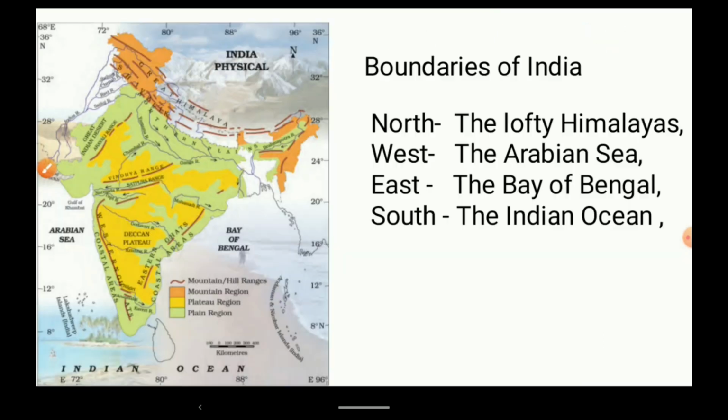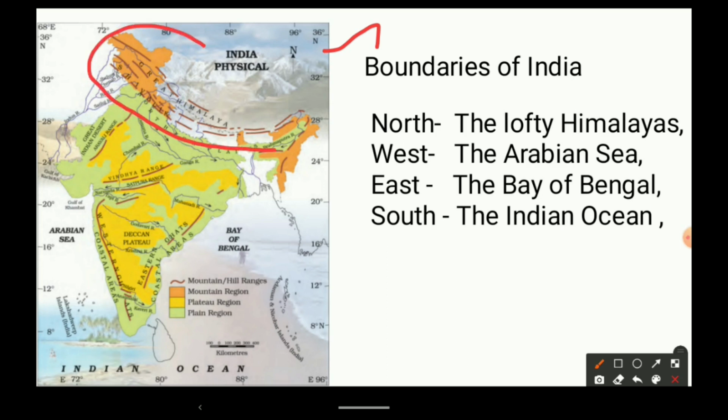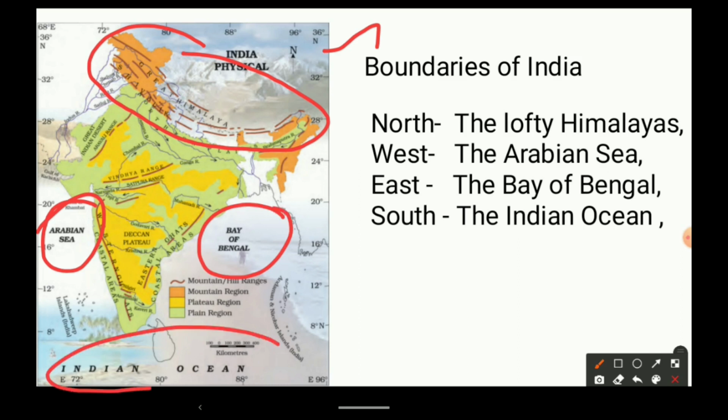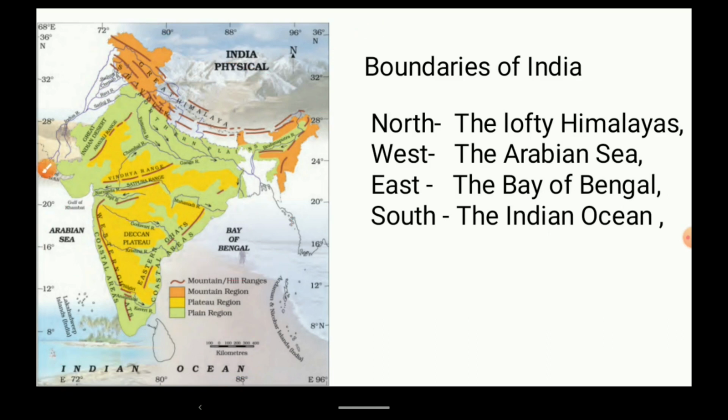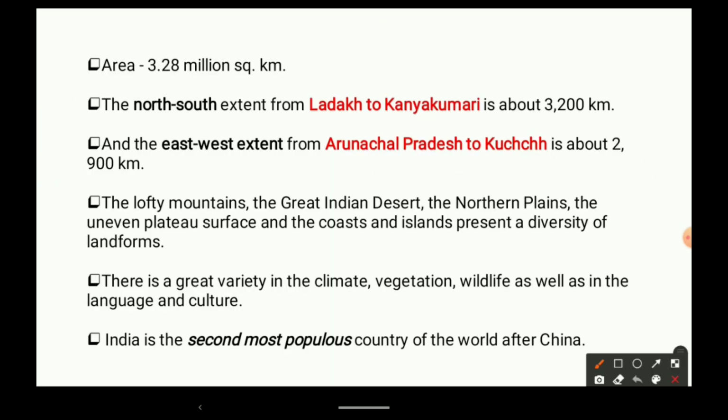Let's start the class. First, in this slide, you can clearly see the image showing the physical boundaries of our country. In the north, we are bounded by the Great Himalayas, in the west by the Arabian Sea, in the east the Bay of Bengal, and in the south we are surrounded by the Indian Ocean. These are our boundaries. Next, we are going to see some facts about our country.